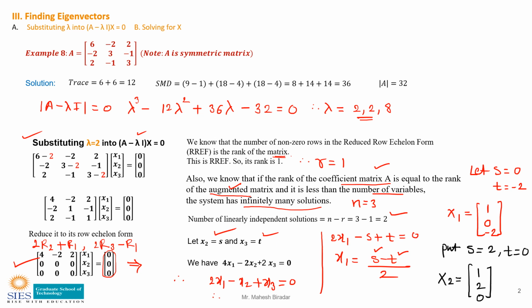So here lambda is equal to 2 is repeated 2 times, and we got two linearly independent eigenvectors also. Now lambda is equal to 8, which is one of the eigenvalues, and we have to find the eigenvector associated with this eigenvalue.